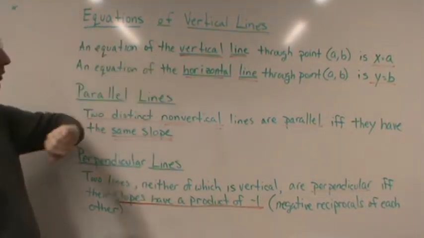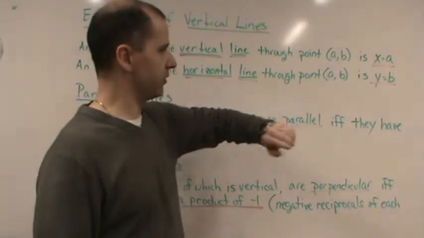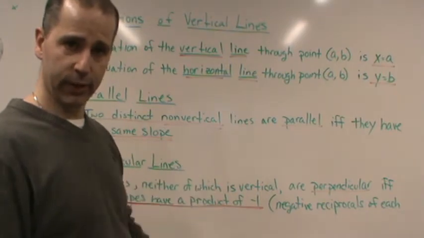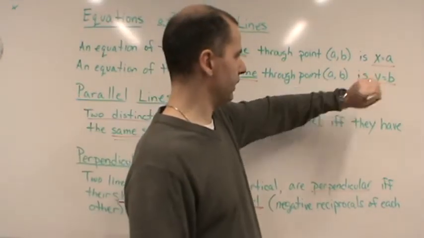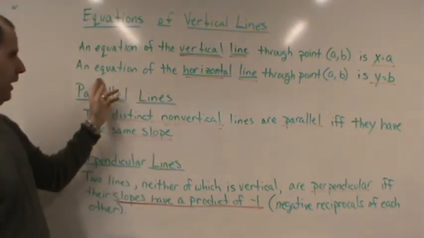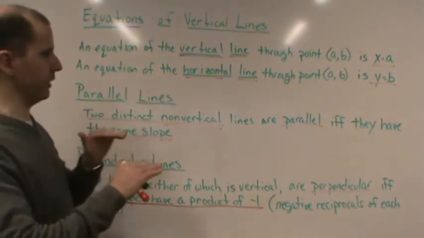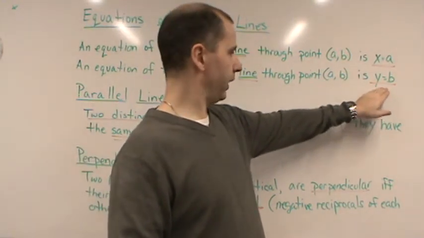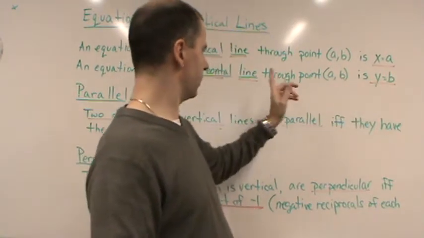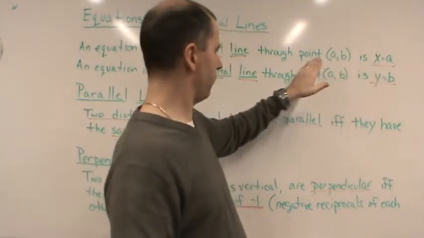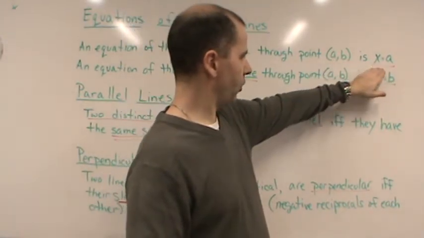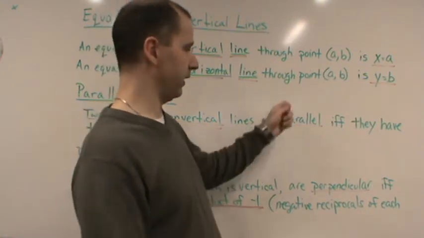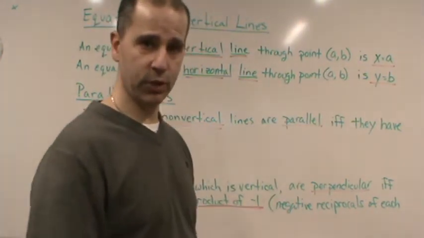An equation of the vertical line through the point (a, b) is always going to be x equals a. I discussed that before in a previous video. The equation of a horizontal line through the point (a, b) is going to be y equals b. Y is not changing because it's horizontal. For a vertical line, a is not changing, so x equals a is the equation of the line. These are special examples for an equation of a straight line.